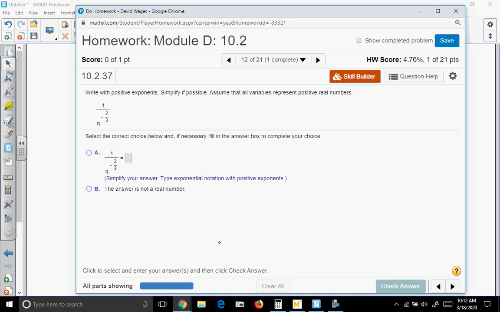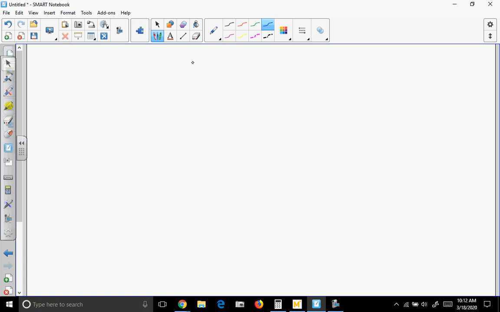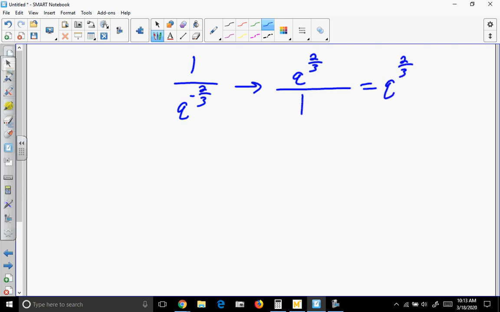This one, they just want us to write the exponent being positive. So we have 1 over q to the -2/3. To make the exponent positive, if it's negative on the bottom, we move it to the top and make the exponent positive. And we put a 1 on the bottom because everything from the bottom moved up. But if we're left with a 1 on the bottom, we don't have to write the 1 on the bottom. It's only when we have a 1 on top that we have to write it.